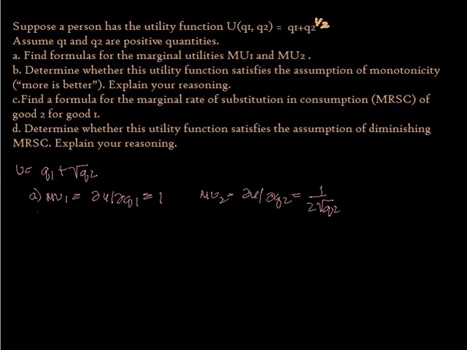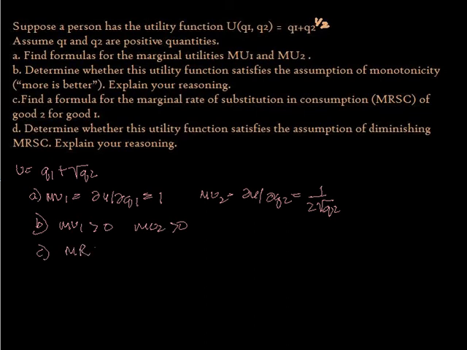Now the second part is to determine whether this utility function satisfies the assumption of monotonicity, that is, whether your MU1 and MU2 are greater than 0. What is being said is that monotonicity means that more is better. If you go on increasing the consumption of any one of these commodities, then the increment in utility is going to be positive, which is the case here, since you can see that MU1 and MU2 are positive.